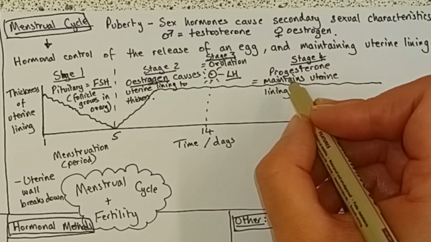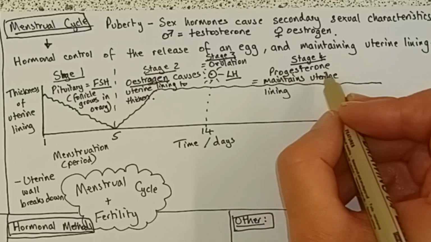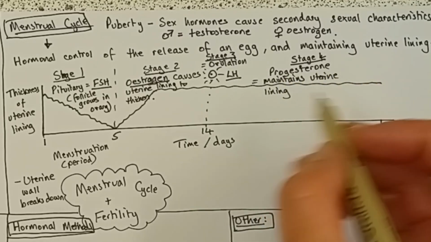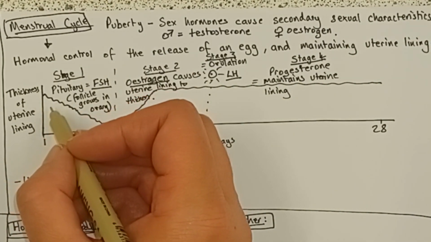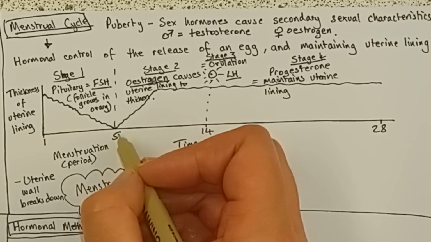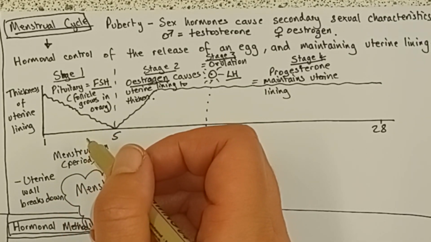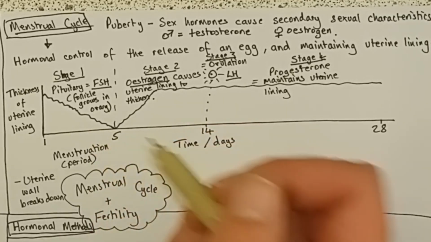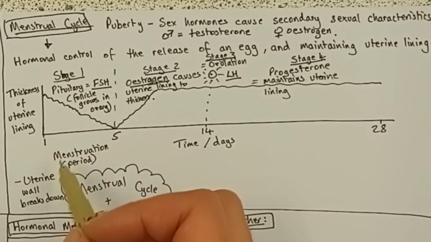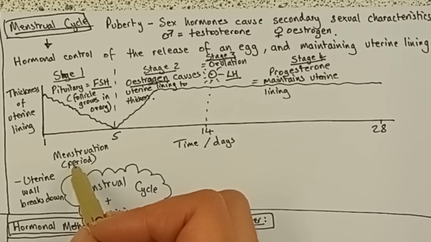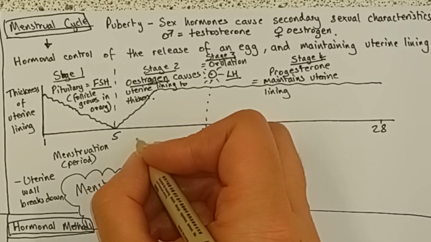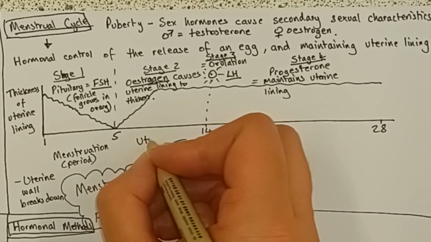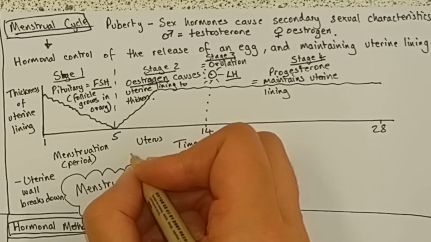Okay. Eventually, though, the progesterone will stop being released by the ovary, and when it does, the level falls, and as it falls, the uterine lining comes away, the woman has a period, and the cycle starts again. So stage 1 is menstruation. Stage 2 is when the uterus prepares for a baby or a fetus.